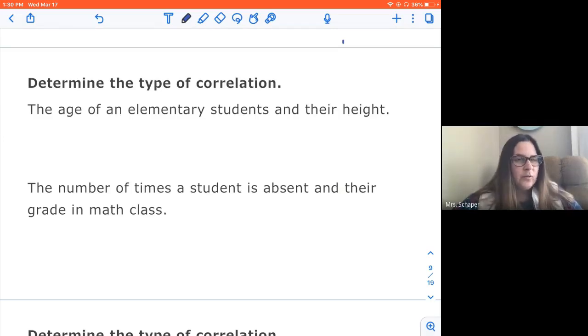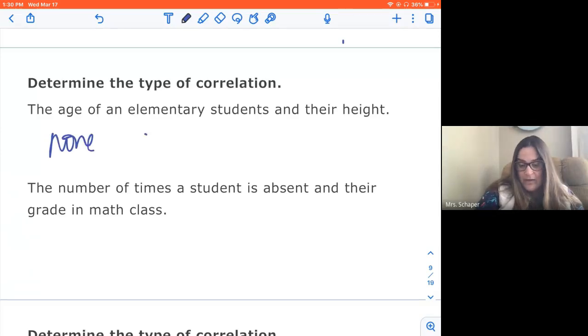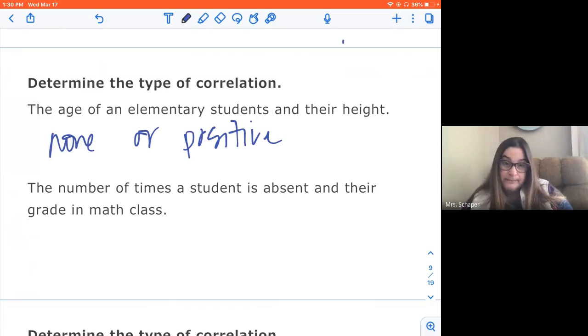I could go a couple different ways on this one. One way I could think is none, because take a look at your peers, right? You have tall people, we have short people in 8th grade. That's just kind of how it works. So part of me is like, I don't think there's a correlation. And then part of me is like, well, as people get older, they tend to get taller, so I would say a positive correlation. So this one's kind of a tough one for me. I would have to say none or positive. And this is where having an explanation would help me understand where you're coming from.